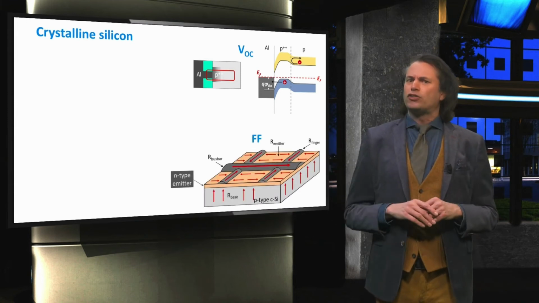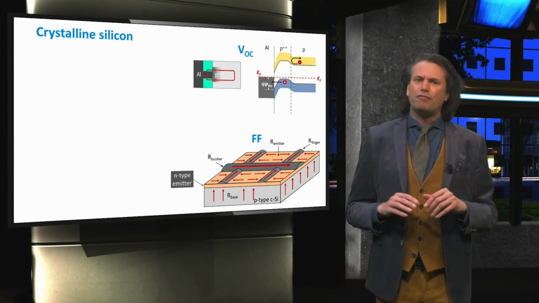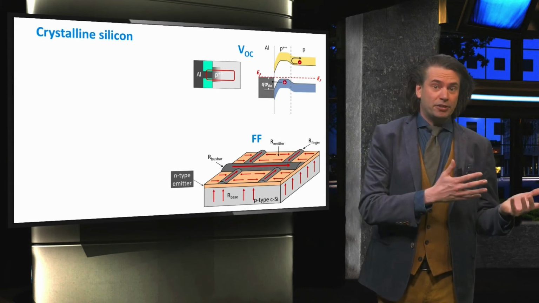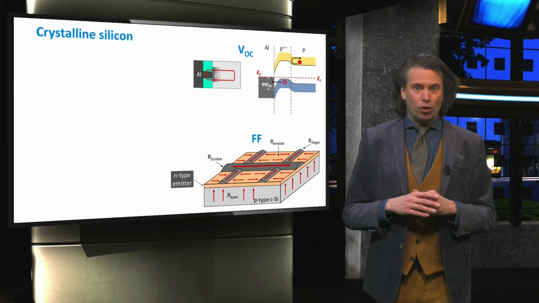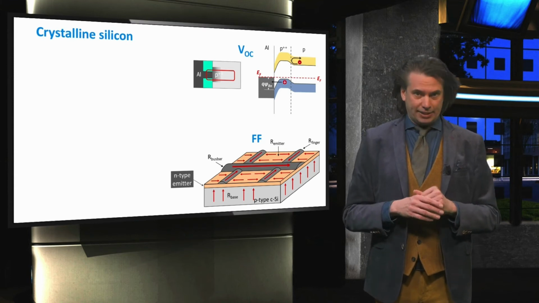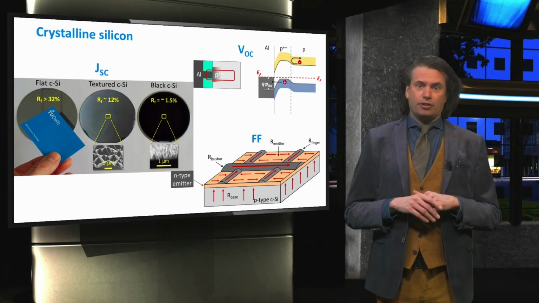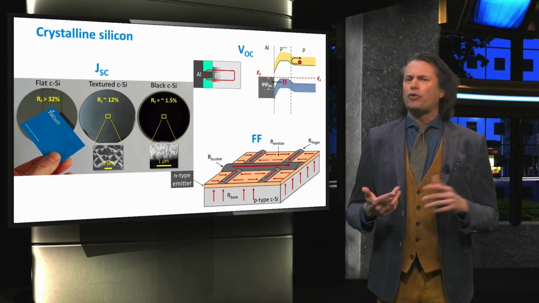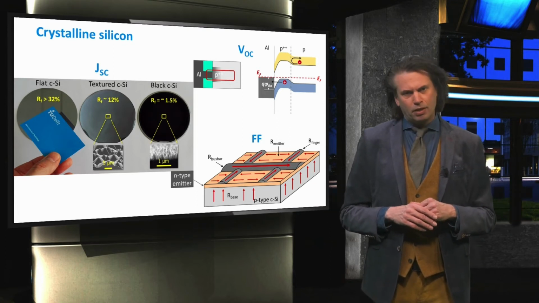The front contacts of the cell contribute to the series resistance, and therefore the design of the front metallization grid is a trade-off between the emitter resistance, contact resistance and shading, which lowers JSC. To improve the short circuit current density, the front surface reflection can be reduced through texturing or an anti-reflective coating.